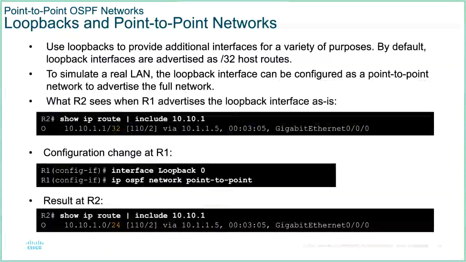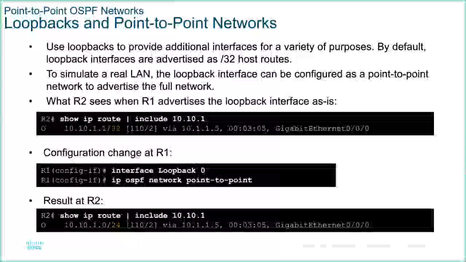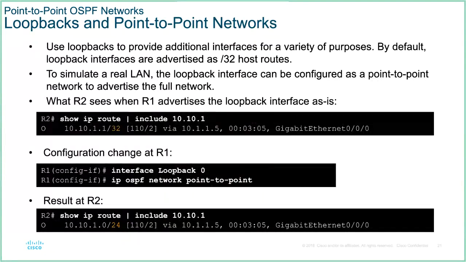So loopbacks will come up within our configuration of our networks as a /32 network. Now, this stops us using it as a full subnet. Instead of being a /24, for example, it will only come up as a /32, so it will only have one valid IP address. So if you went to ping this with any other IP address, it would fail.